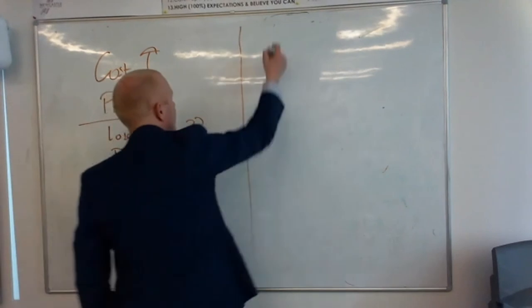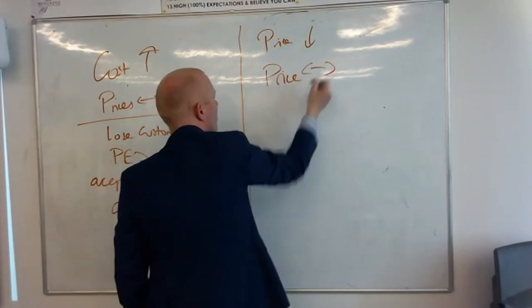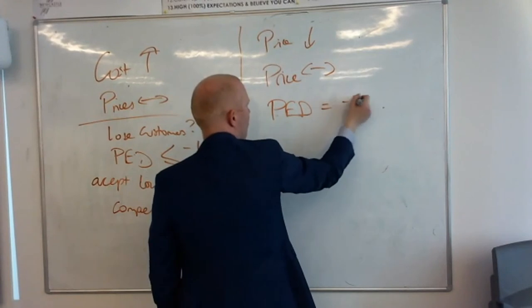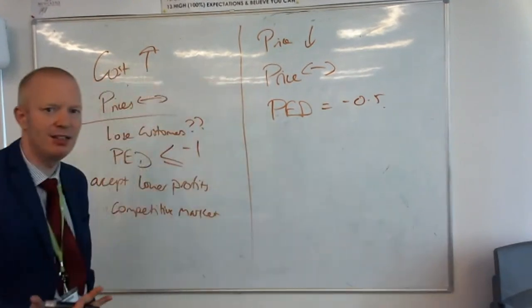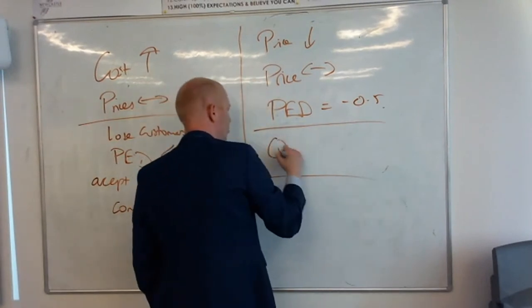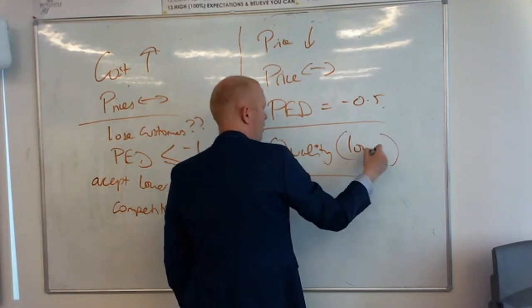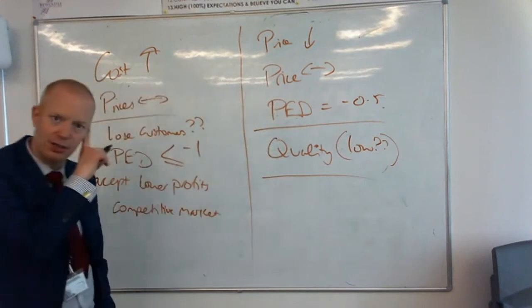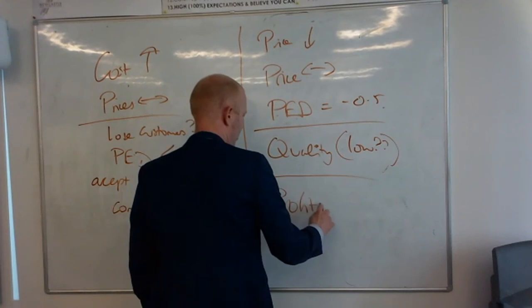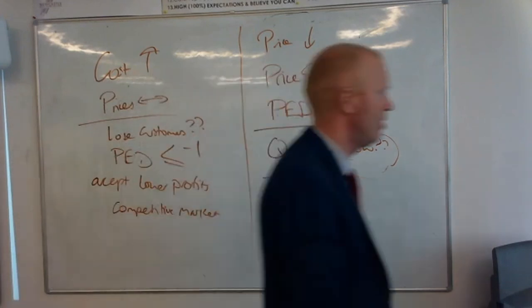In terms of your not entering a price war, so your competitor puts their price down and you keep your price the same, it could be that you're in an inelastic market. So the PED is minus 0.5 or something like that, but it's inelastic and the consumers aren't responsive. And it could also be that you don't want customers to think that your quality is falling. So maybe there is part of your price which infers quality, and you don't want them to think that you have a low quality good or service. And it could also be that you have a lot of profits retained and you don't need to enter into a price war. So different reasons looking at things from the short-term perspective rather than a long-term perspective.